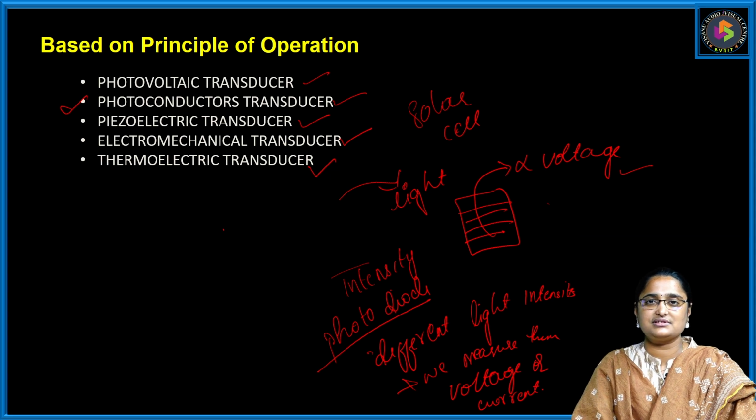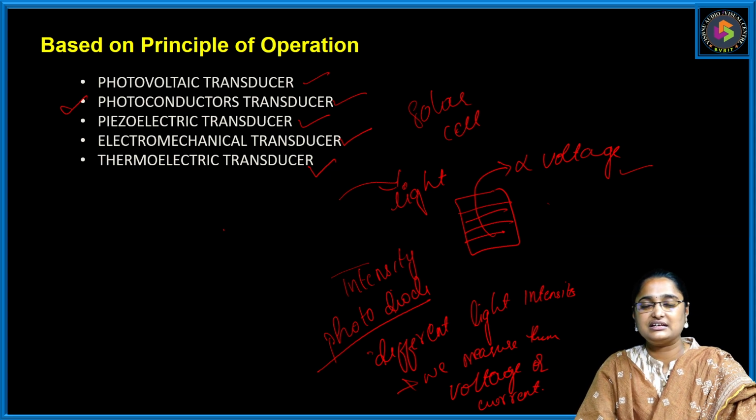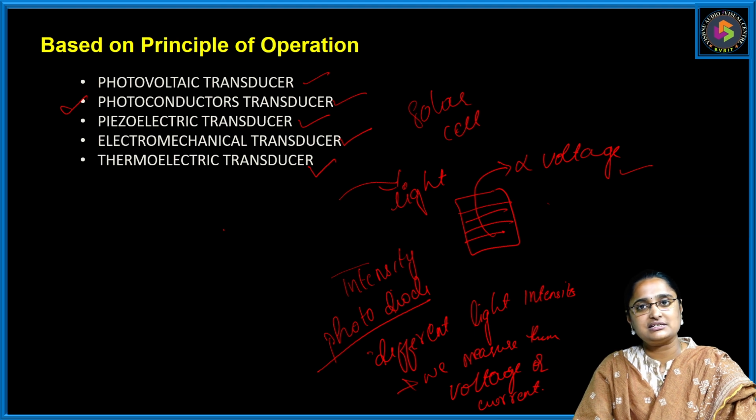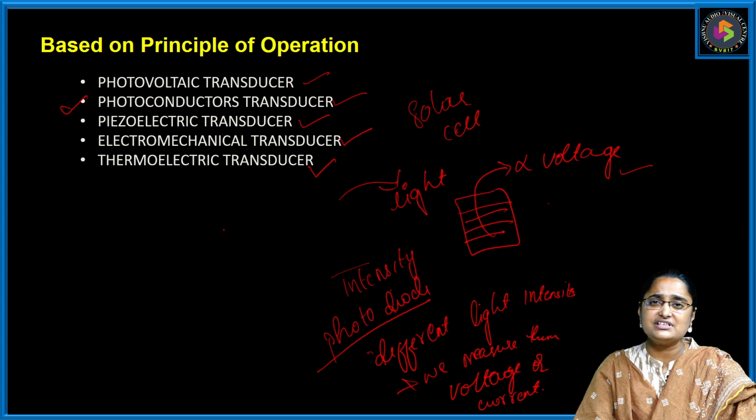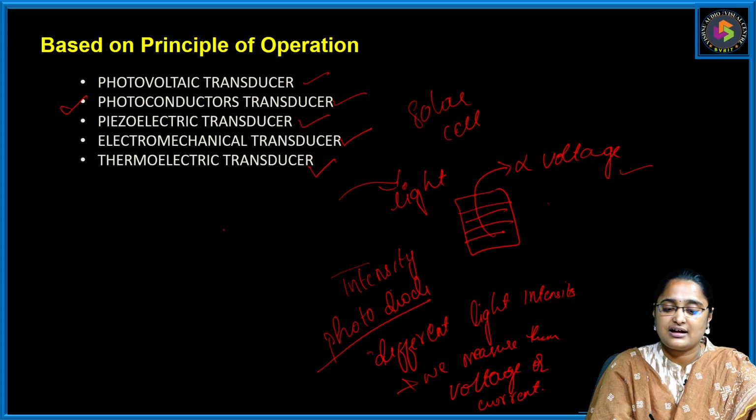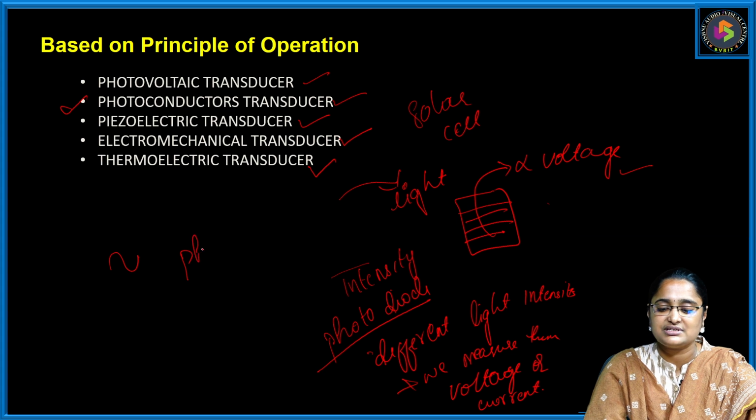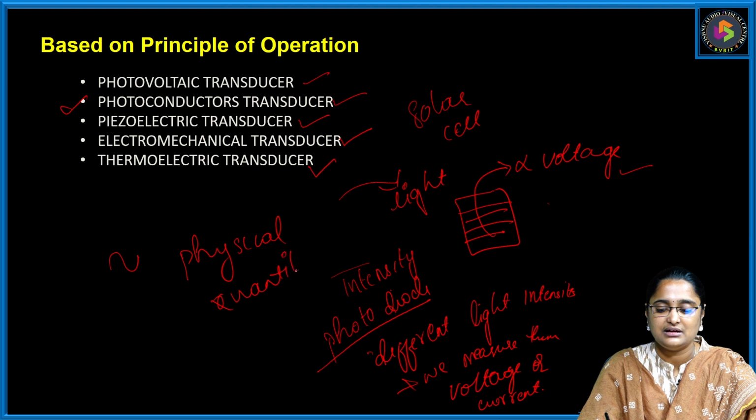Piezoelectric transducers, as I have mentioned before, are inverse transducers. They can convert from mechanical to electrical and from electrical to mechanical. Next we have electromechanical transducers. Electromechanical transducers give some mechanical output when subjected to electricity. For example, take a fan. When you supply current to it and switch it on, it gives you motion, right? So here electricity has been converted into some physical quantity.